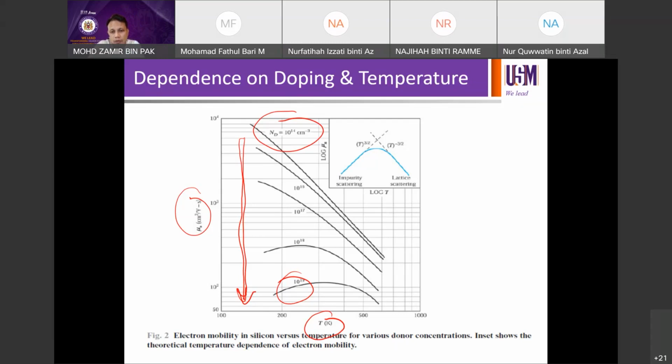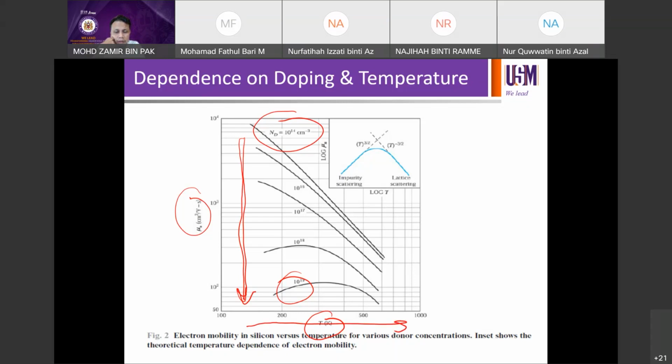Where when you increase your doping level from 10 to the 14 up to 10 to the 19, for example, your mobility decreases, okay? But you can see something else as well on this graph, where when you vary the temperature, or we can say that we're going from the left to the right, from 100 Kelvin on the left up to 1000 Kelvin on the right, you can see different shapes of the curve at different categories of doping levels.